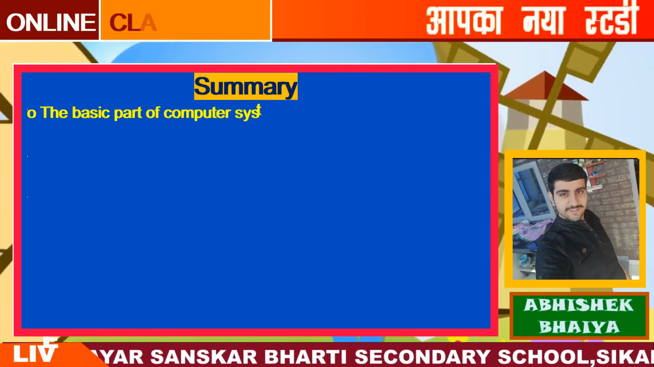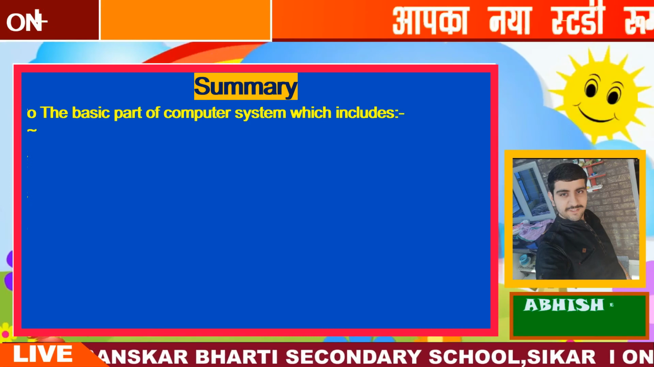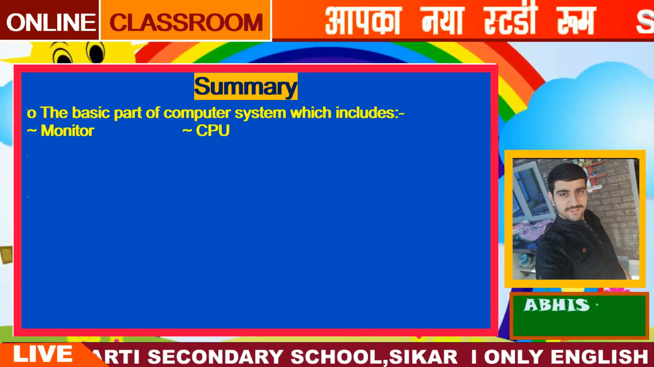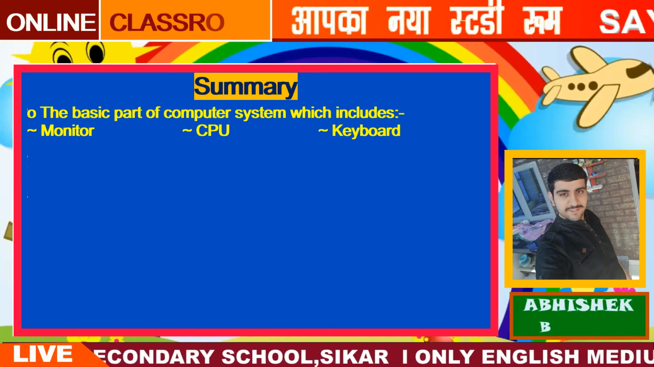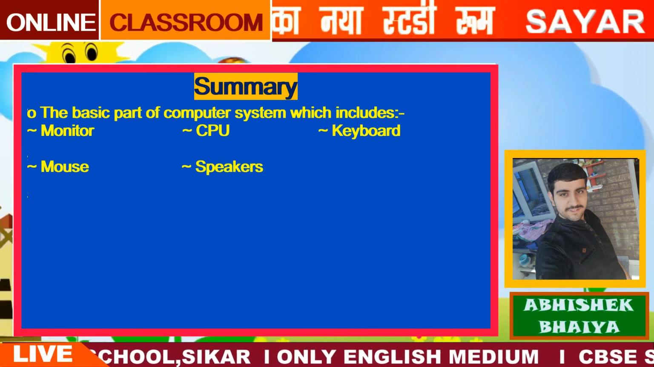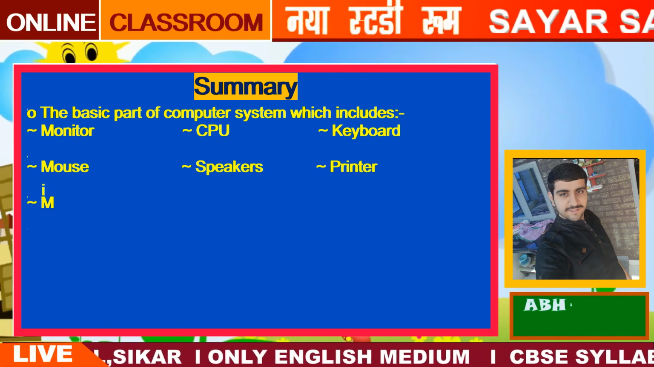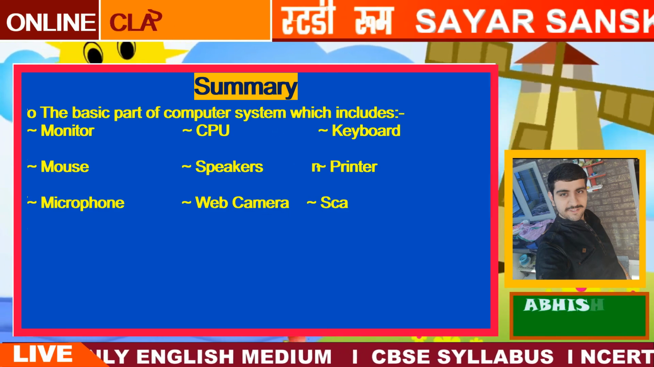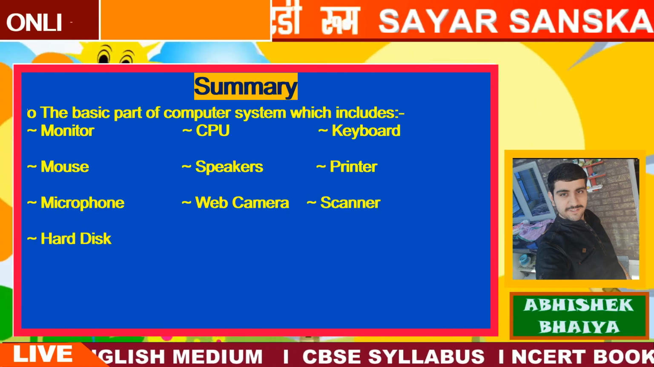That's for today. In this video lesson, we study about various topics. Some of them are the basic parts of a computer system, which includes monitor, CPU, keyboard, mouse, speaker, printer, microphone, web camera, scanner, printer, hard disk and compact disk and many more.